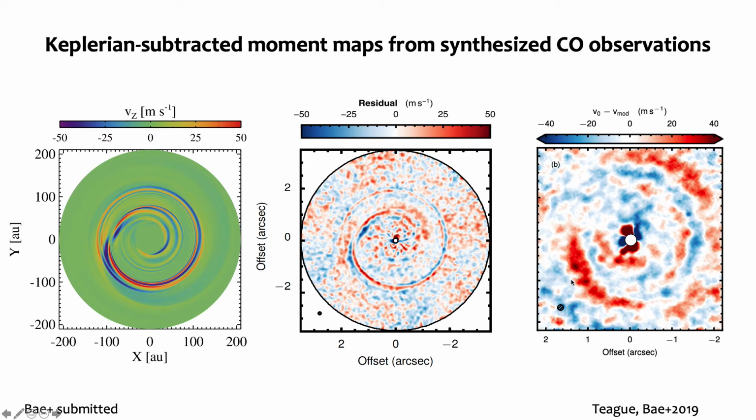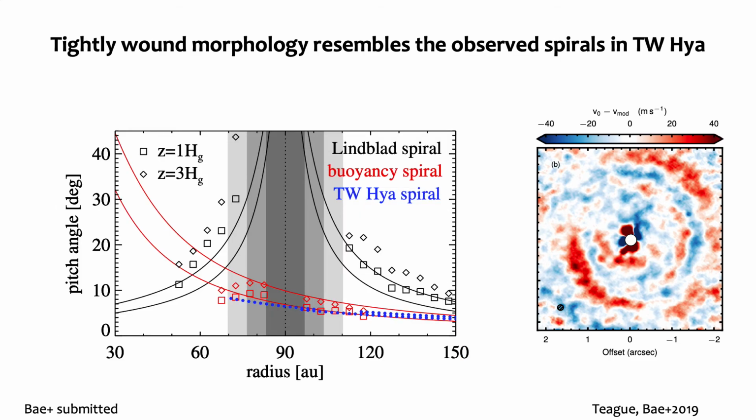And the right panel here shows the data, actual CO data we published last year of the TW Hydra disk. And you can see that there's this arc here, a redshifted one, and a blueshifted one here, and an additional redshifted one here. And they are very tightly wound. And if I plot the pitch angle, that is measuring how open or how tightly wound a spiral is, that angle is shown with blue dots here for the TW Hydra data. And you can see that between about 70 AU to 150 AU, you get a pitch angle less than 10 degrees.